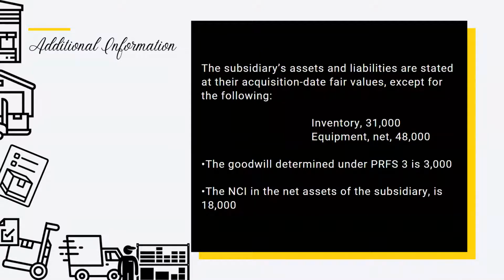Additional information. The subsidiary's assets and liabilities are stated at their acquisition date fair values except for the following: inventory is 31,000 and equipment, net, is 48,000. The goodwill determined under PFRS 3 is 3,000. The NCI in the net assets of the subsidiary is 18,000.